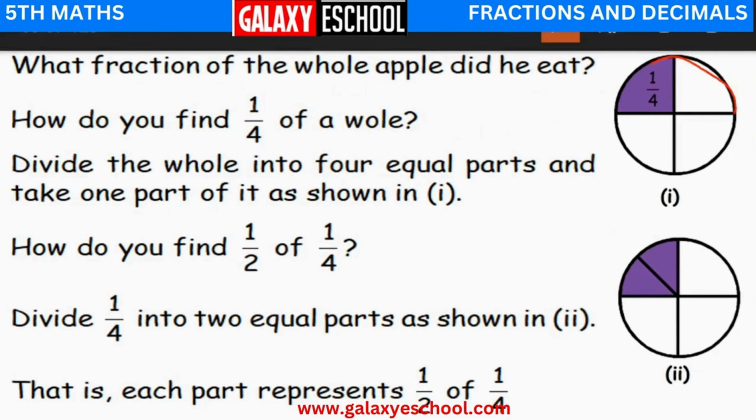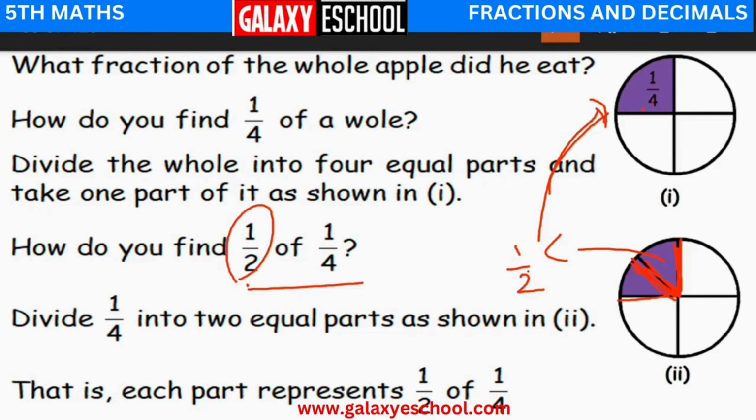See, consider this circle as our apple, children. It was divided into 4 parts and Anil had 1 by 4th of it. Now from this he ate only half. That means this part was divided again into 2 parts and he ate only 1 part. Now how will you find out this 1 by 2 of the total 1 by 4? What should we find out? He ate 1 by 2 of 1 by 4. He ate half of the 1 by 4th apple.